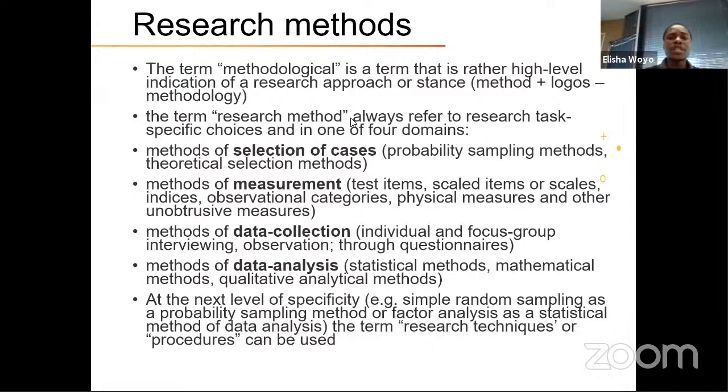Then we have got method of measurement. Are you going to use some test items? Are you going to use some scaled items or a scale like the 5-point Likert scale, the 6-point Likert scale, the 7-point Likert scale? You need to choose there. What is your method of measurement? Are you going to use categorical observations? Are you going to use physical measures or something?